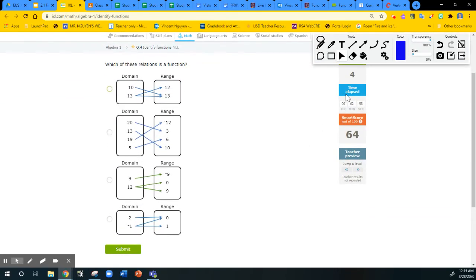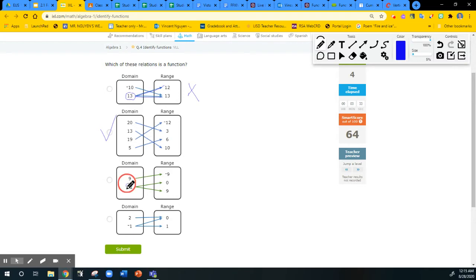Okay, so here they're giving us a whole bunch of relations, and we've got to tell which one is a function, right? So for the first one, you see here, 13 is being sent to one place, two places. All right, so no, it is not a function. 20 is being sent to 3, 13 being sent to 10, 19 being sent to -2, 12, and then 5. Okay, this is a function because each one of these values is paired with only one output, or one range value, right? So this is a function.